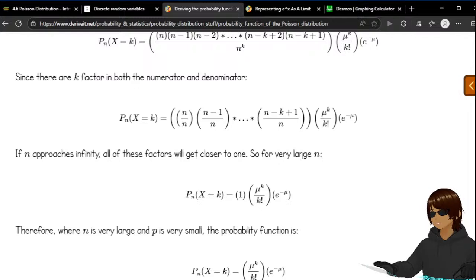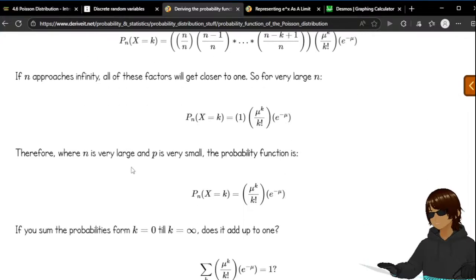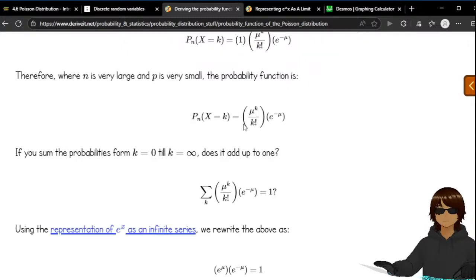So for very large n, you can write mu to the power of k divided by k factorial times e to the power of minus mu. Therefore, when n is very large and p is very small, the probability function is this.